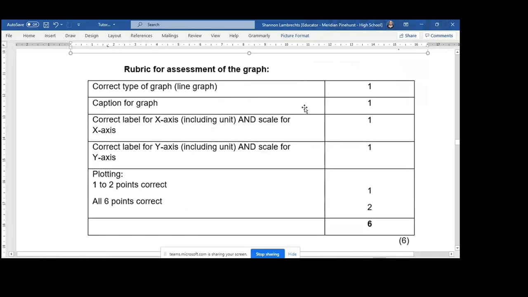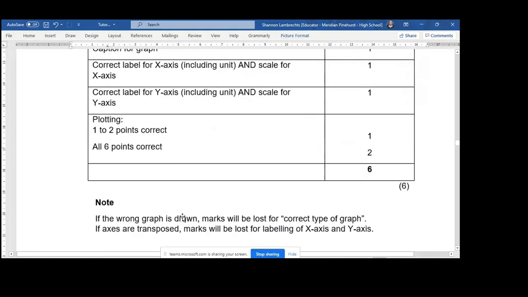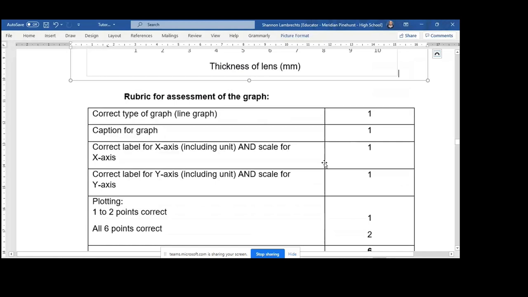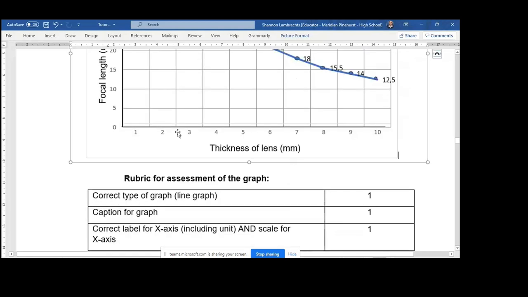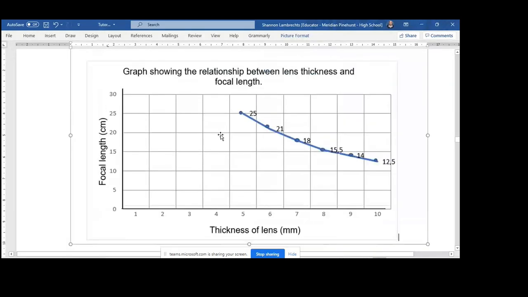All right, and then finally, if you drew the wrong graph, so for example, you drew a bar graph or you drew a histogram, hopefully nothing else, you only lose 1 mark for the type of graph. But if everything else is okay, you still get your marks.